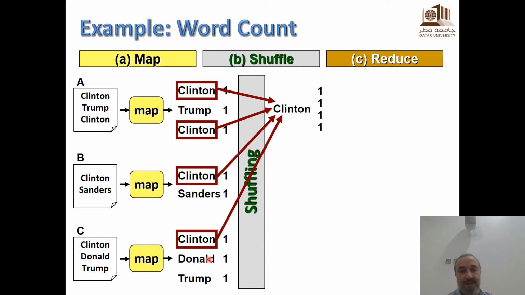Back to this example, instead of having Clinton 1 and moving it across the network, we can have Clinton 2 only. So we do a kind of local aggregation and remove some redundancy. Still, of course, Clinton across different maps will not be aggregated because they are independent. With this trick, we can aggregate these two.